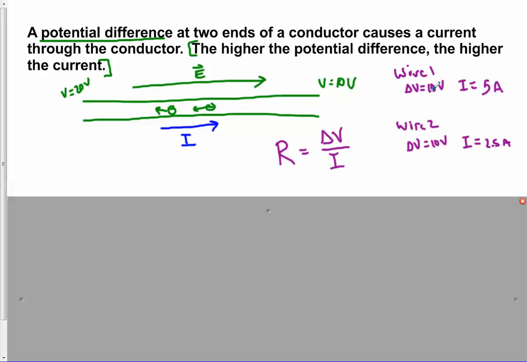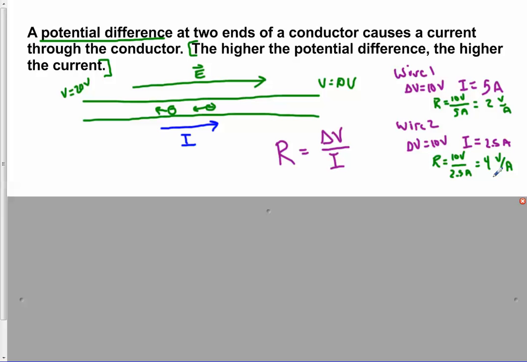Well, obviously we got more current in wire 1 than in wire 2, so somehow wire 2 is more resistant to the flow of electricity, right? It's more resistant. The same amount of voltage didn't give us as much current. And that's what R is measuring. So if we do delta V divided by I, 10 volts divided by 5 amps, we get 2 volts per amp. Whereas here, the resistance, 10 volts divided by only 2.5 amps, that's 4 volts per amp.